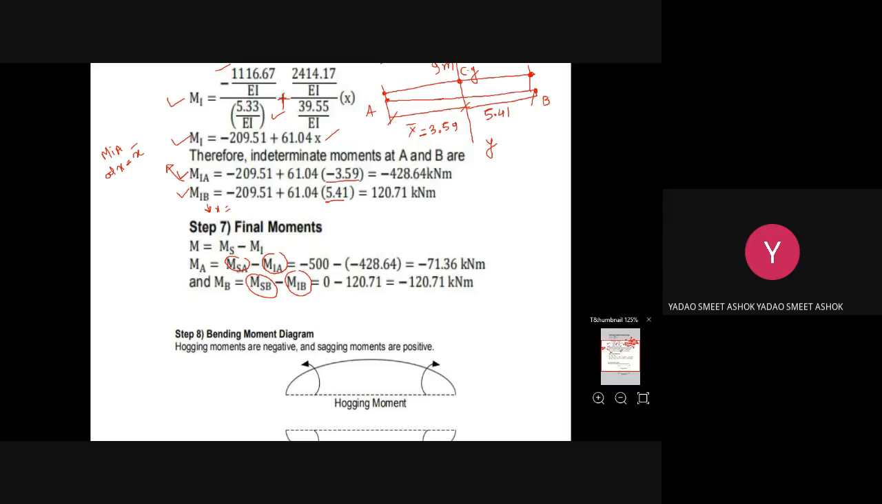By making the structure determinate and plotting the Ms diagram, you will be able to find out the MSA and MSB values. So how can you find these? MSA means the statically determinate moment at A, and MSB is the statically determinate moment at B.